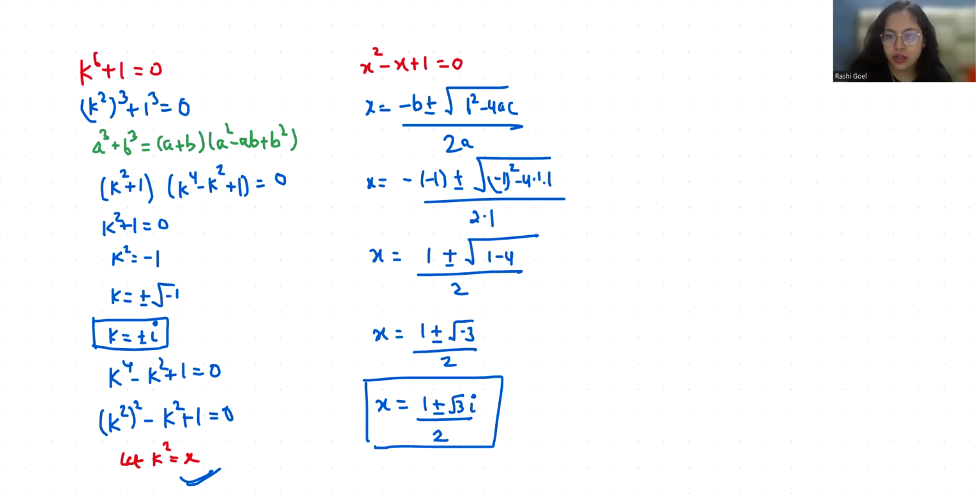So k square is equals to x. So k is equals to square root of x. So we have the value of k. So k is equals to plus minus square root of 1 plus minus under root 3 iota by 2. So from this case, 6 values are, these are 2 values, these are 2 values, and these are 2 values.